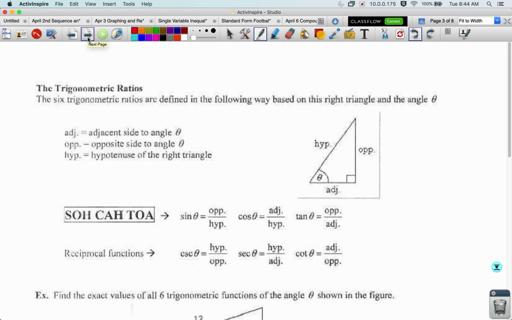Next page. So, trigonometric ratios. The 6 trigonometric ratios are defined in the following ways based off a right triangle and the angle theta. Adjacent is the side adjacent to angle theta. Opposite is the side opposite to angle theta, and the hypotenuse is the hypotenuse of the right triangle. Pretty obvious. The two that you might mix up are adjacent and hypotenuse because they're both technically adjacent. Hypotenuse is always the longest one, always opposite that right angle.